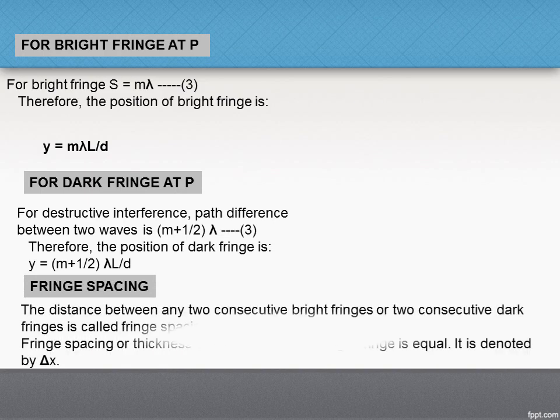Now, fringe spacing is the distance between any two consecutive bright fringes or two consecutive dark fringes. So fringe spacing, or the thickness of a dark fringe or a bright fringe, is equal. It is denoted by delta x.